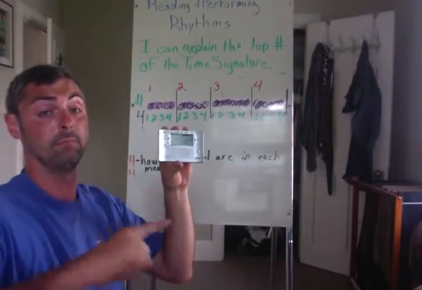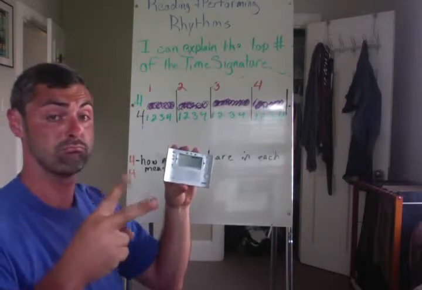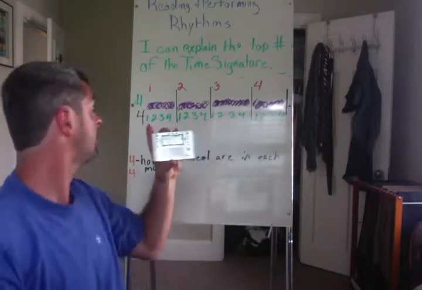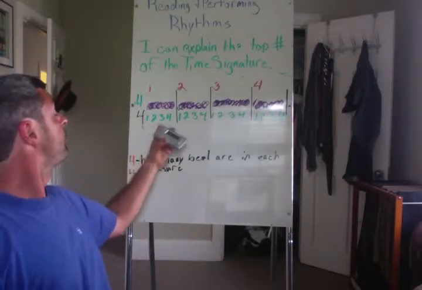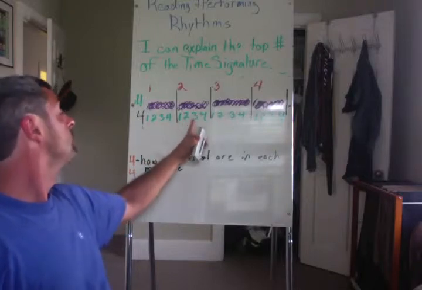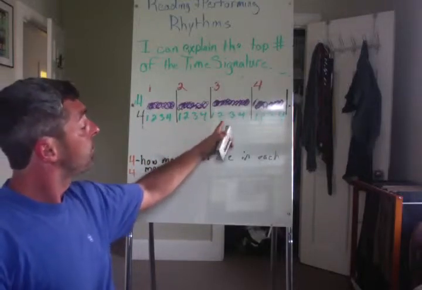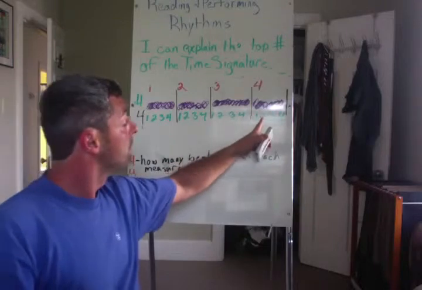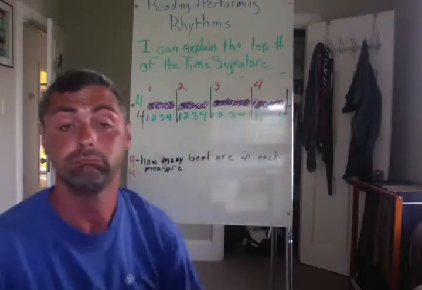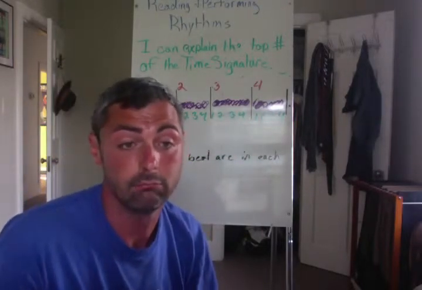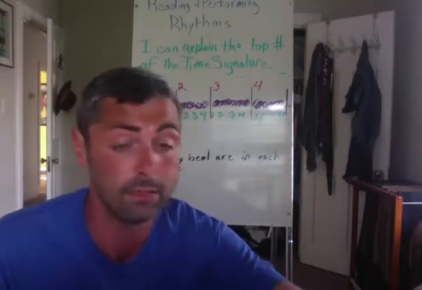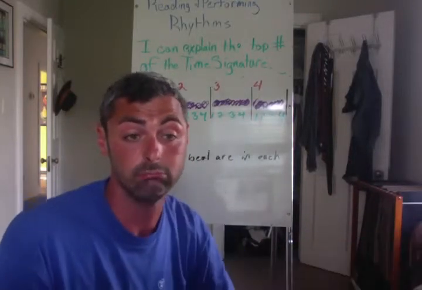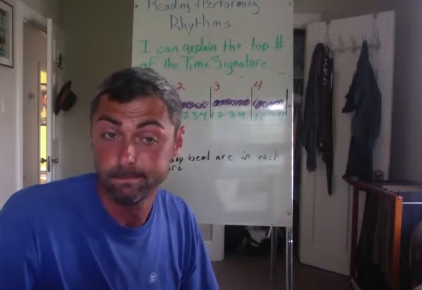So I'll say 1, 2, 1, 2, and ready, go. 1, 2, 3, 4. 1, 2, 3, 4. That's it. That's what the top number of the time signature means.